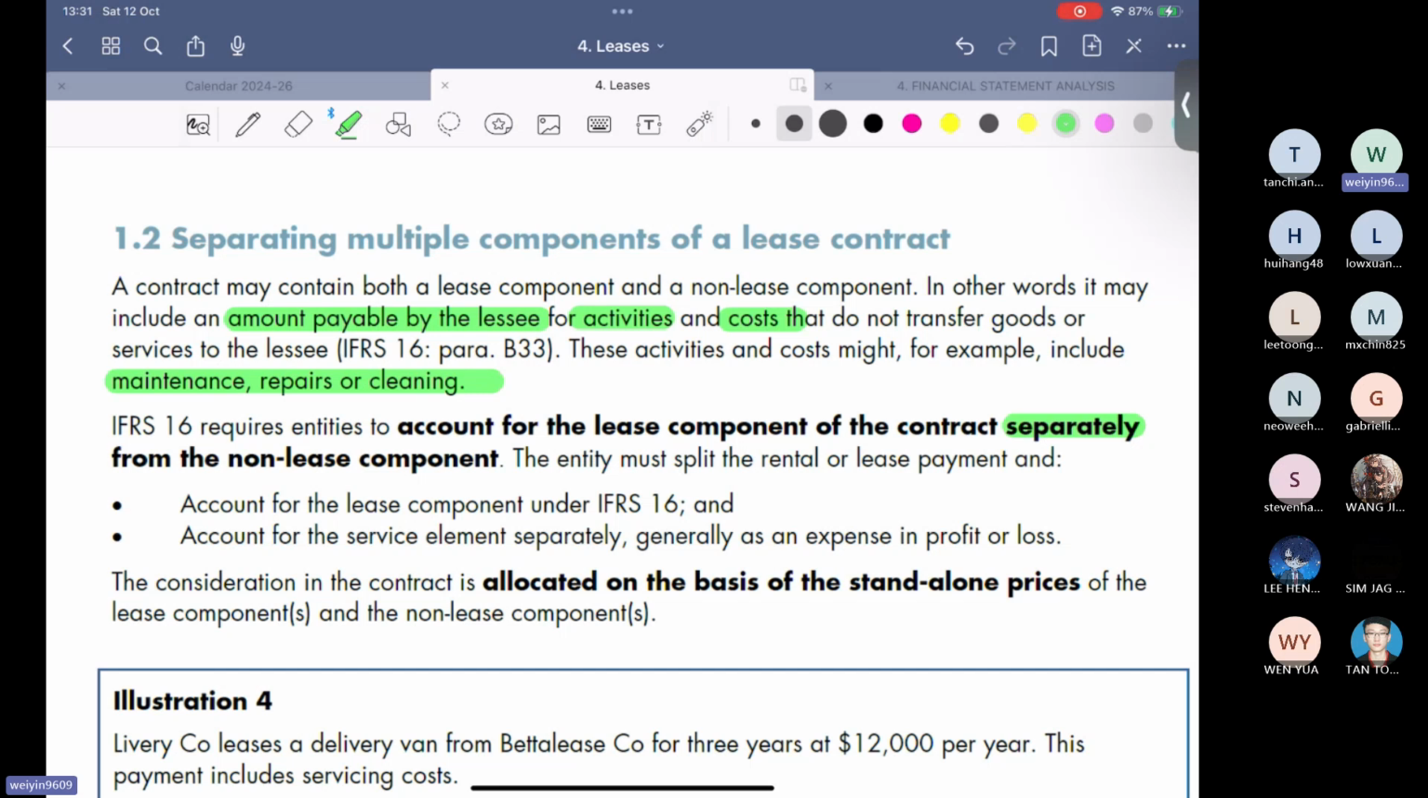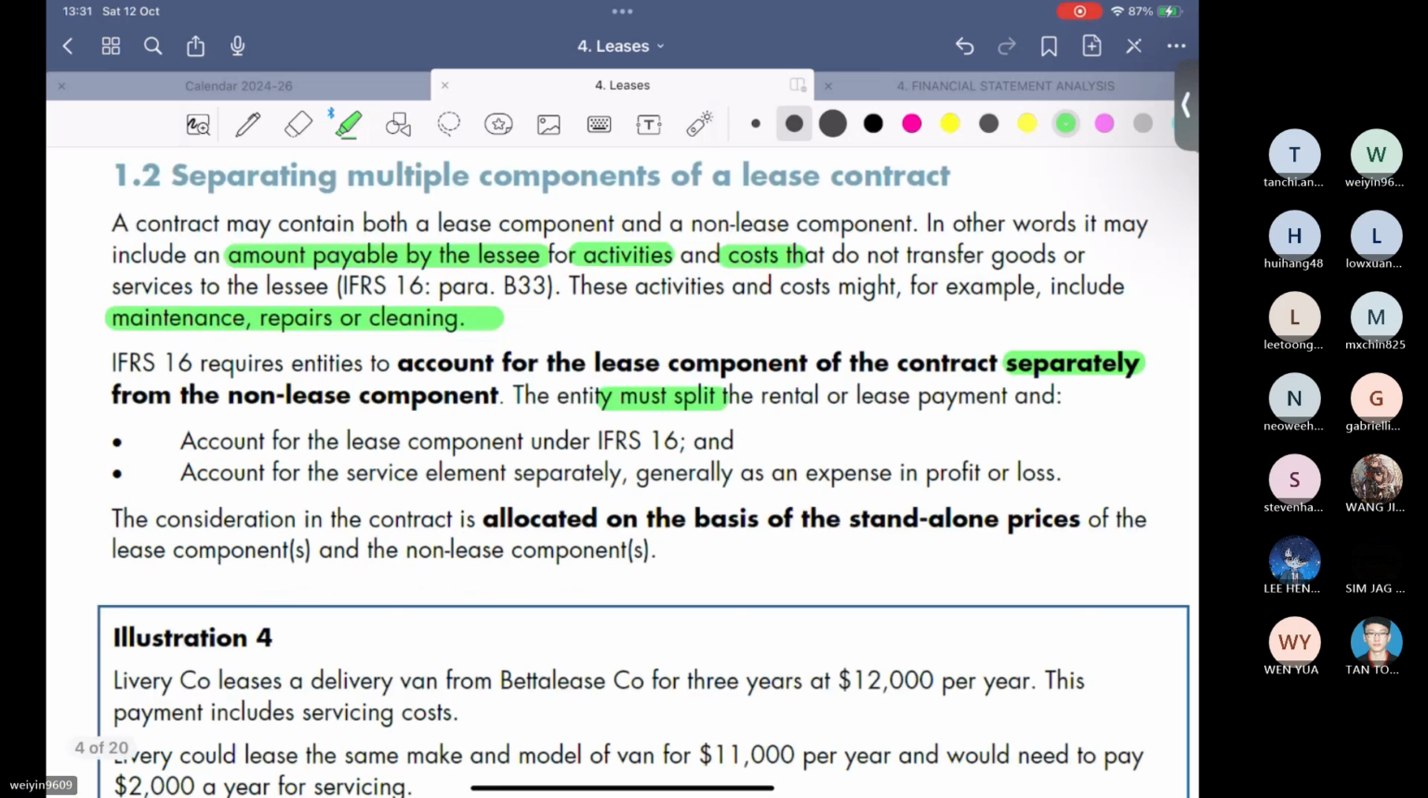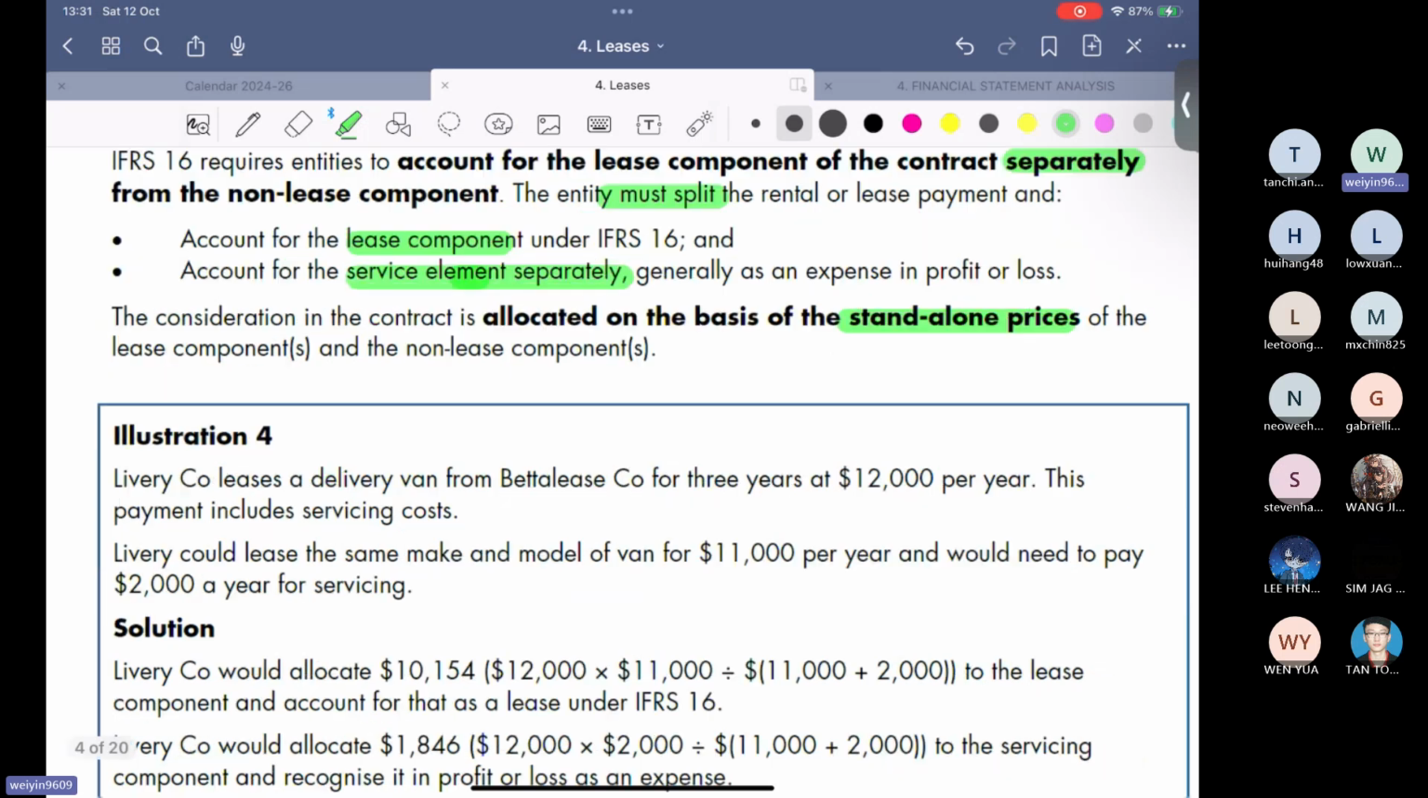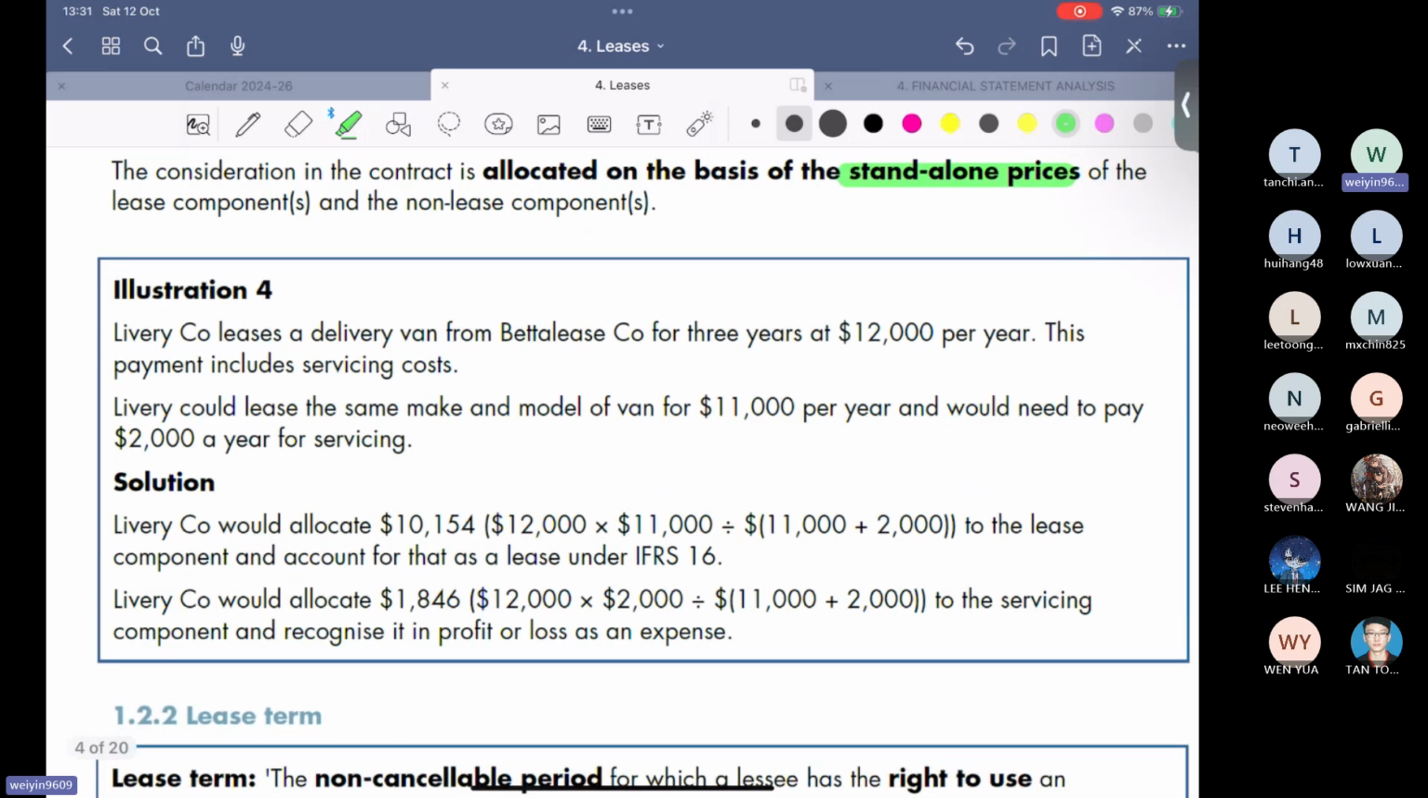So the entity must split the lease component and the service element separately in the P&L. So how to allocate it? He says it is based on the standalone basis. How standalone? Okay, let's look at Illustration 4.